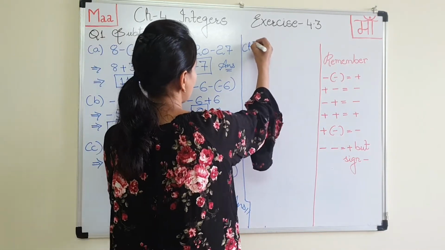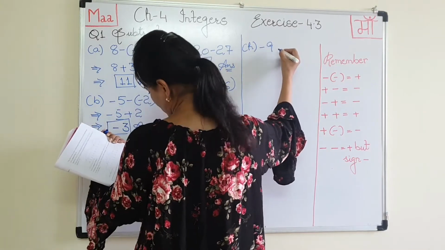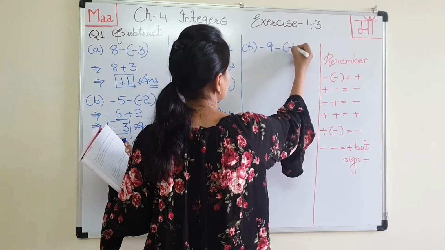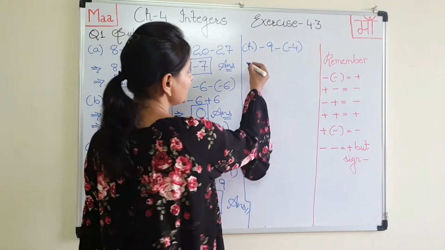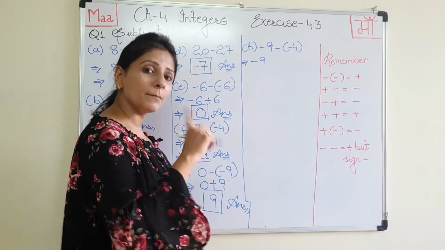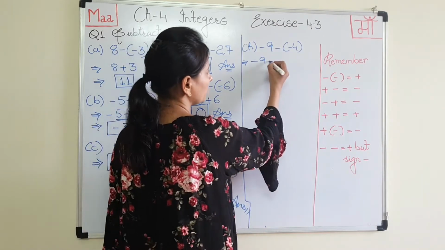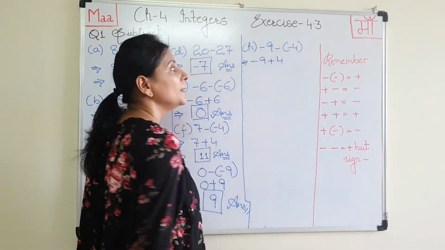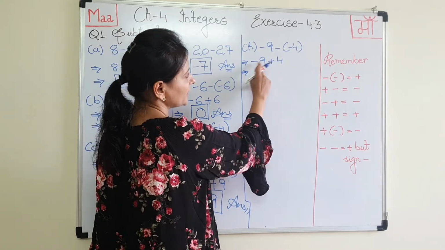Let's move on to the next part. That is part H. So in H part it is minus 9 minus 4. This is your part H. Start solving it. Minus 9 will come as it is. Then open the bracket. Minus outside the bracket, minus inside the bracket. So minus will give you plus. So 9 minus 9 plus 4.